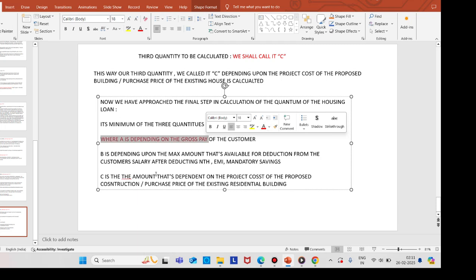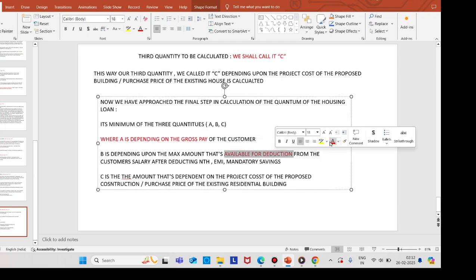To arrive at quantity B, we first have to calculate the amount available for deduction. This quantity is simply obtained by net pay minus 25% of the gross pay minus existing EMIs minus any mandatory savings. After arriving at quantity B, the last quantity depends upon the project cost of the prospective house or the purchase price of the already existing house.